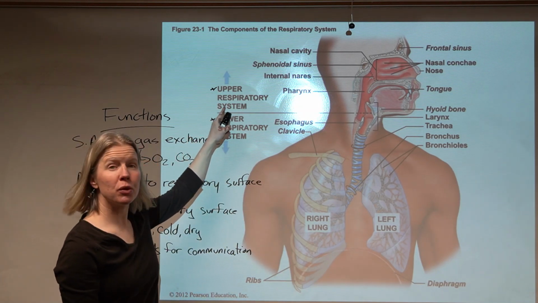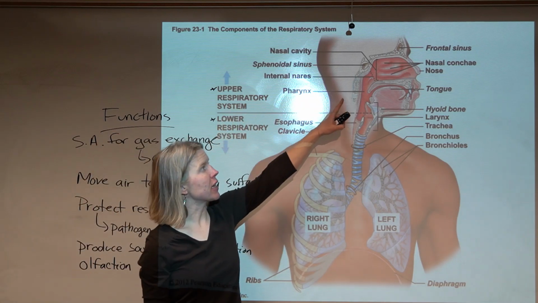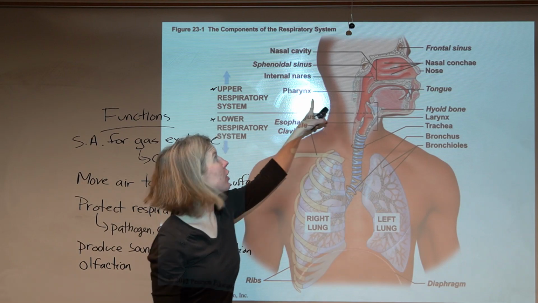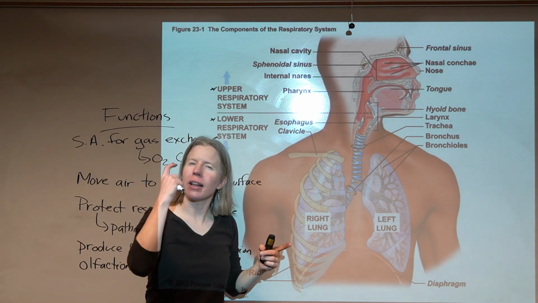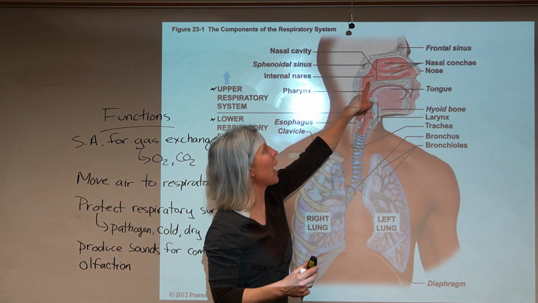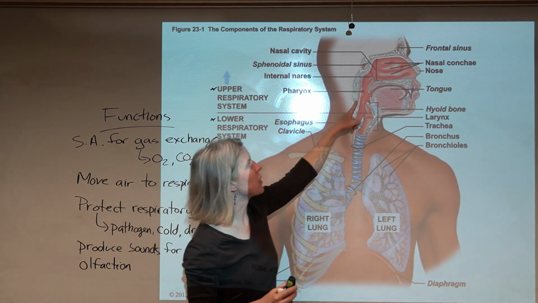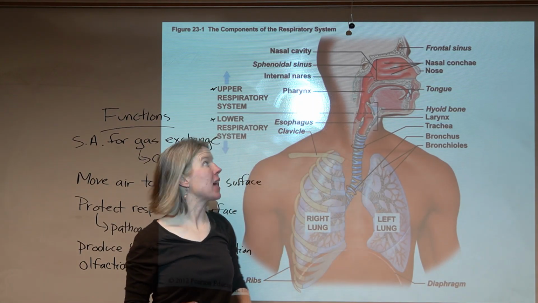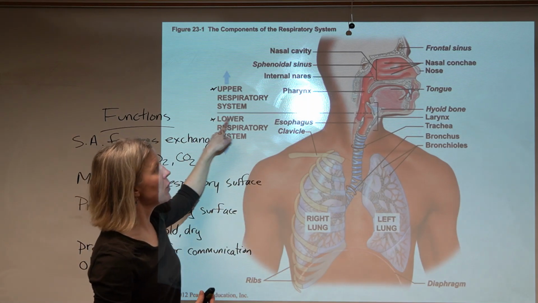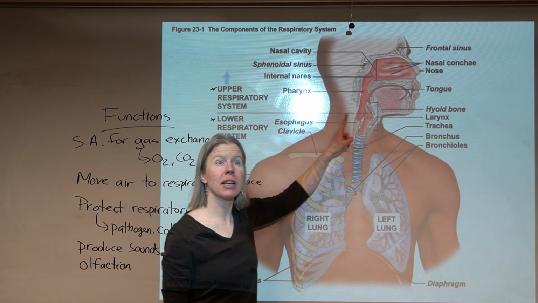The upper respiratory system includes things like the nose, the nasal cavity, and the pharynx, right? The pharynx is kind of like the back of the throat, so the back of the oral cavity up a little bit towards the nasal passage, right? That's the pharynx. The lower respiratory system begins at the larynx.